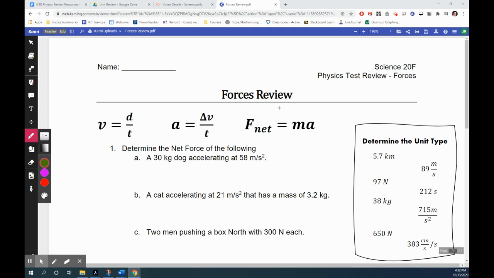Okay, now we're doing forces review. Once again, there's a review for speed, there's a review for acceleration, and now we're doing F net equals ma review. So let's get started on the right side.